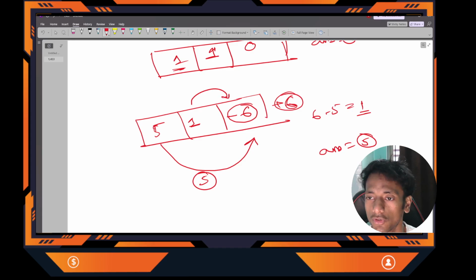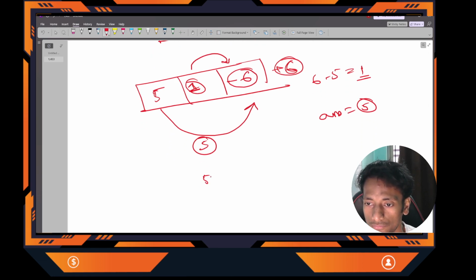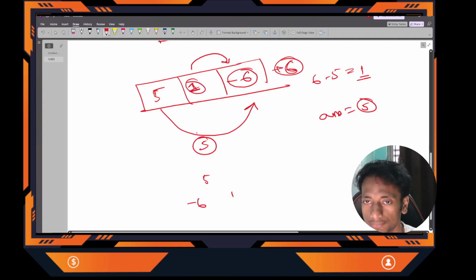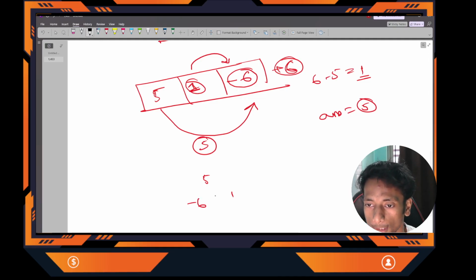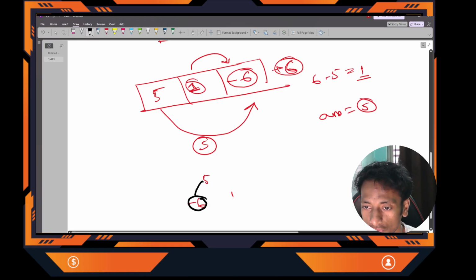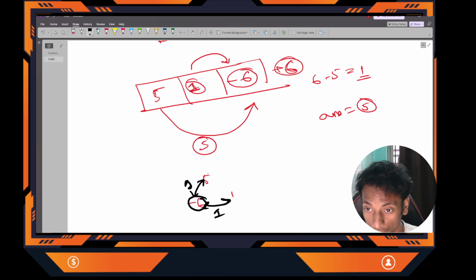Now next, this 1 will go to the next neighbor. The neighbor of this element is the next nearest, this is a circular array, right? Just imagine this 5, 1, minus 6. From this, the distance will be 1, and from this the distance will be 1, right? So our target is to take the minimum number of moves. So first I try to take all the maximum possible from these two neighbors, because this will take fewer steps.